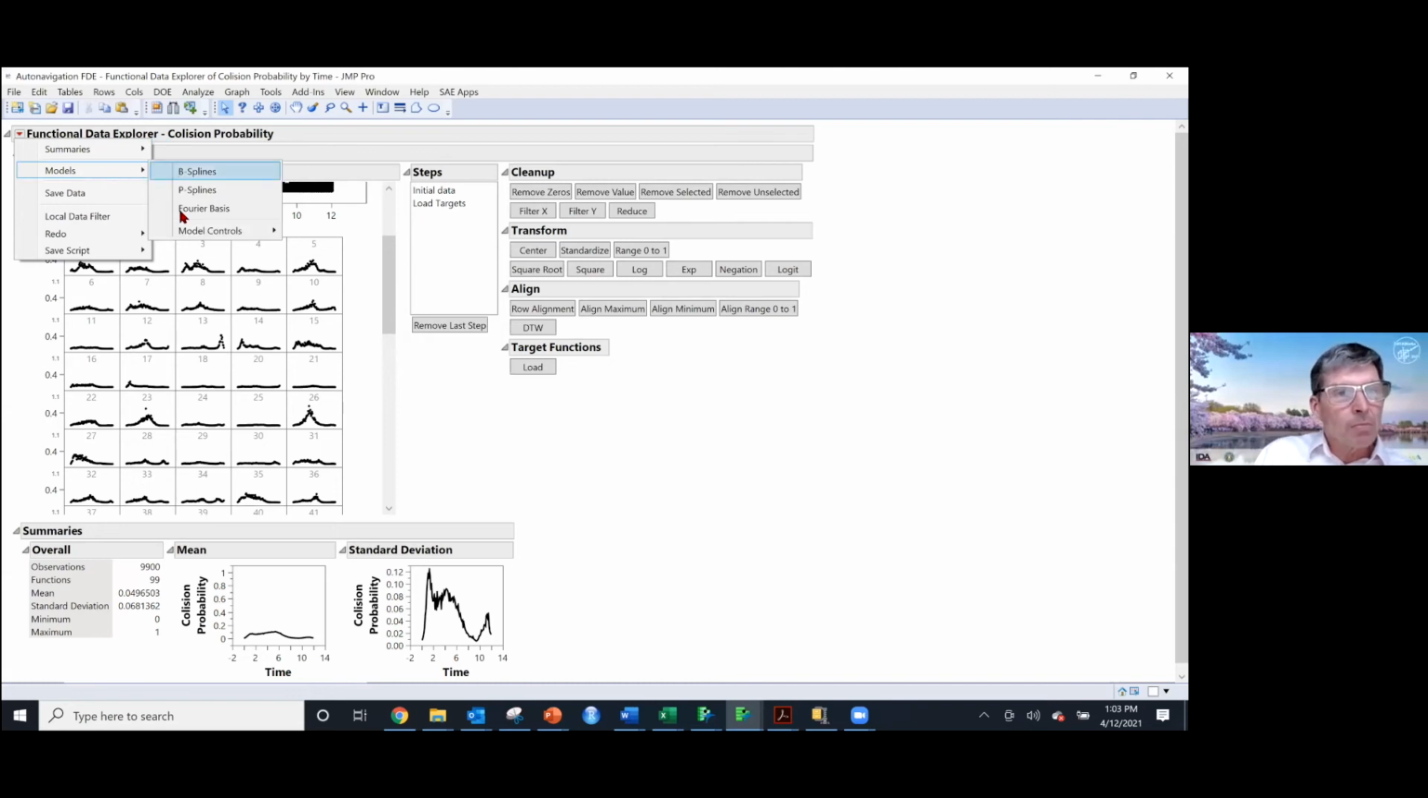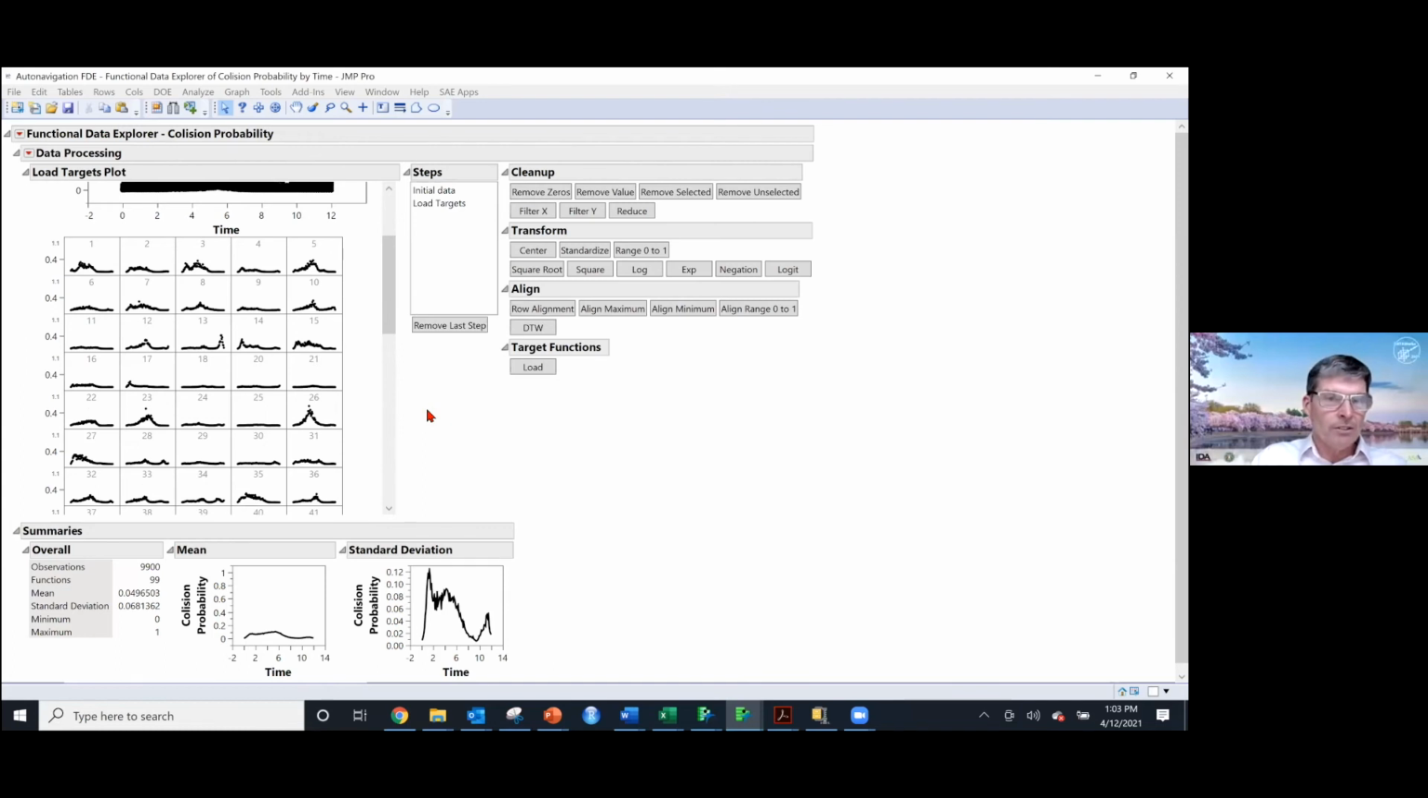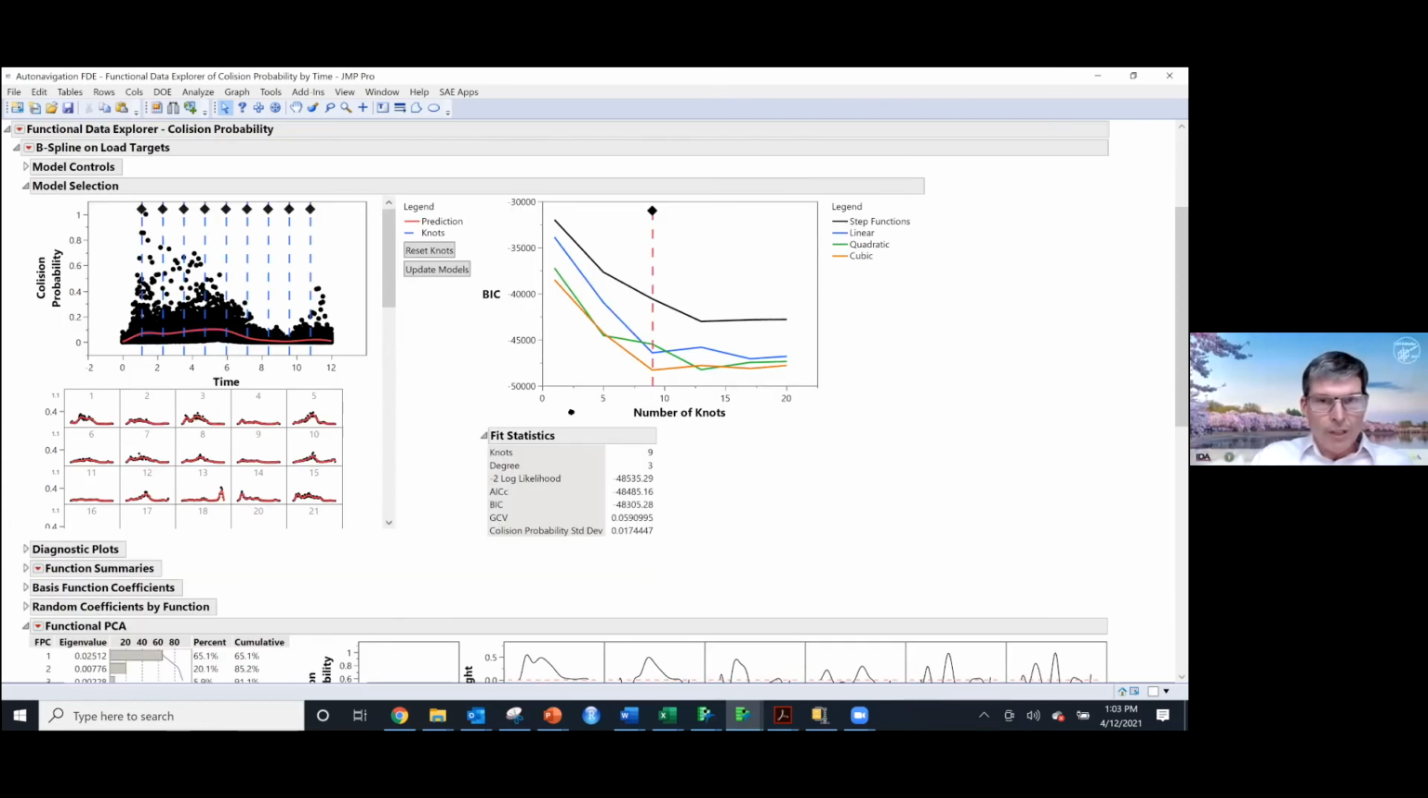So I've got a couple of choices in here. B splines are mostly used. You can do P splines if you have really complex behavior, or Fourier if you have seasonality-type things going on. So now I'm fitting the splines to these models. And you can see how many knots, which again are the partitioning of the data across your time domain. The recommended number of knots here is going to be 9.